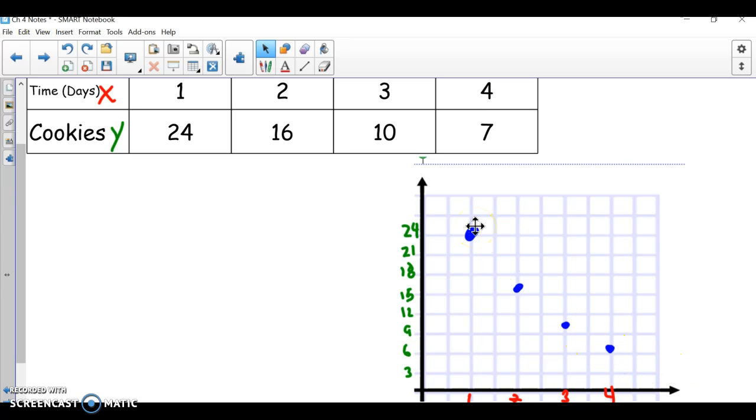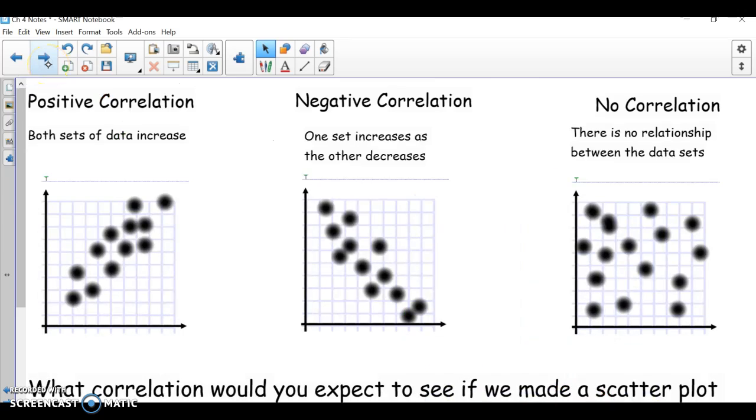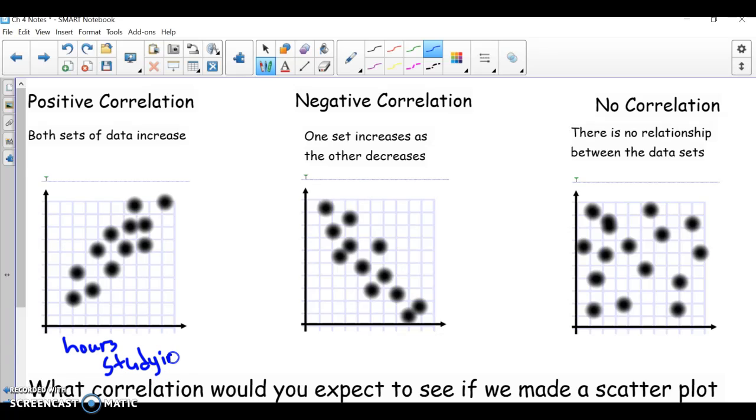Okay. If I go to the last slide, this is the correlation piece. A positive correlation is when both things are going up, both sets of data are increasing. So the example I used earlier, this might be hours studying and this may be your grade. And we would expect to see that as you study more, your grade could increase.